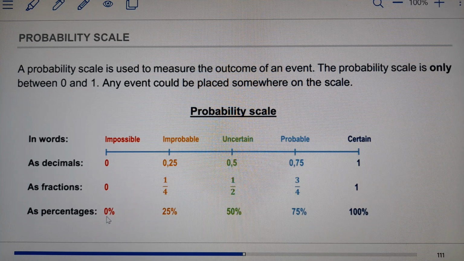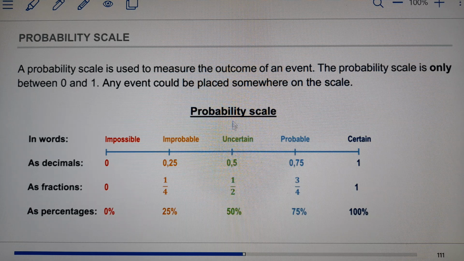Okay, so if it's percentages, it will start from 0% to 100%. Now if the probability that you got in a decimal way is 0, it means that event is impossible. It will never happen. And if the probability that you get is 0.25 or somewhere around 0.25, it means the probability is improbable. It might happen, it might not happen.